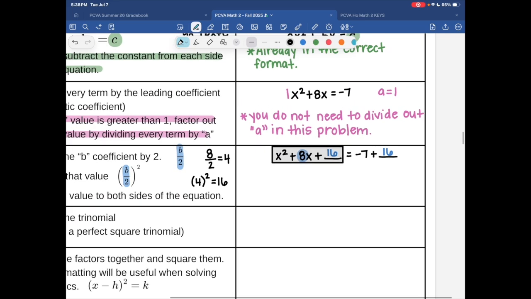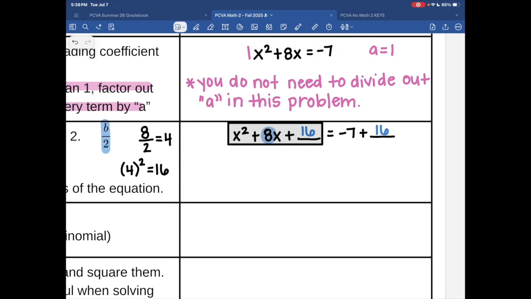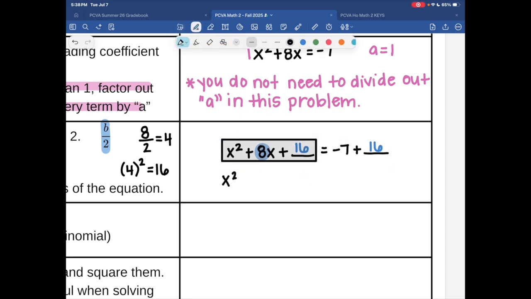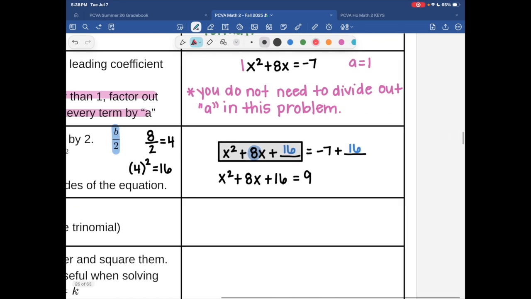Okay, so once we've done that, we're now going to set that up and factor the left-hand side. In this particular situation, we are going to simplify this. So we have x squared plus 8x plus 16, and that's now going to equal -7 plus 16, which is +9. So now we're going to want to factor this trinomial, just like we've done before.